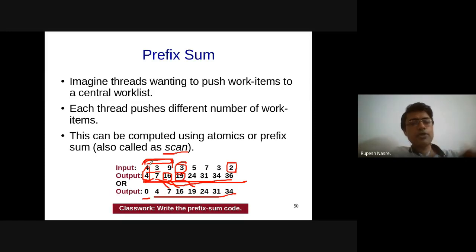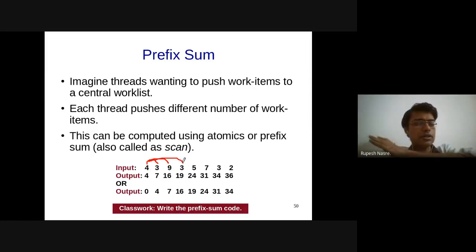And so thread 0 is operating on 4. That 4 needs to be added at all the locations which are above that thread ID. So thread 0 will make sure that 4 gets added to all the elements. Thread 1 is going to write at whatever, 1, 2, 3, 4, like that. And thread 4, that is this value 5, should be added to this as well as this as well as these locations. Right? So that is what we have to ensure.